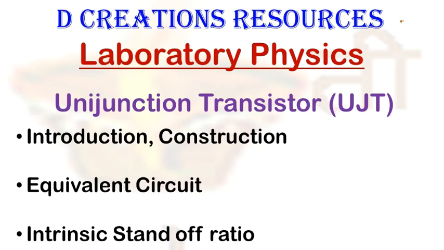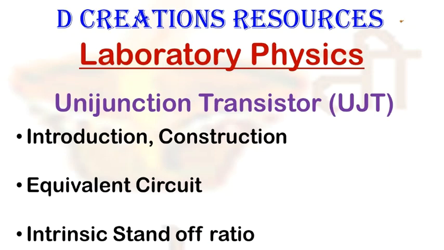Now if you want to know the basic construction of UJT, it consists of an N-type silicon semiconductor bar and a P-type silicon region. This N-type bar is called a base and this P-type region is called an emitter. So the PN junction is going to form between the emitter and the base region. Now if you consider the doping, the emitter region is heavily doped while the base region is lightly doped. Because of this, the resistivity of the base material is very high.